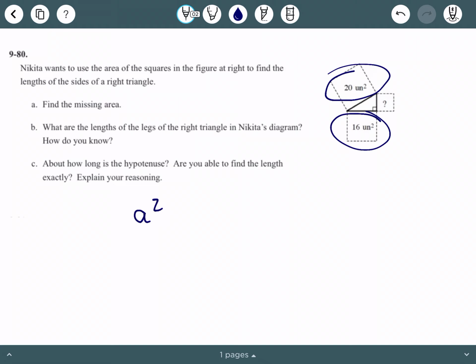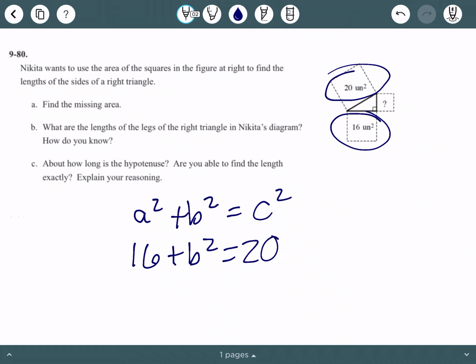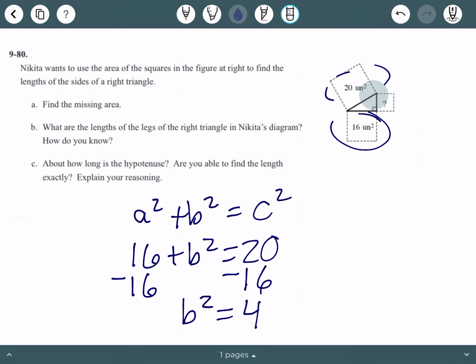Pythagorean theorem, which is a squared plus b squared equals c squared. And these units are already squared. So what I could do if I wanted to write an equation is I could do 16 plus b squared equals 20. Now 20 has to go in for c because c is always the hypotenuse and this has the largest area. So we're going to subtract 16 from each side. So we're left with b squared equals 20 minus 16, which is 4. So the missing area, or the area of this box here, is 4.